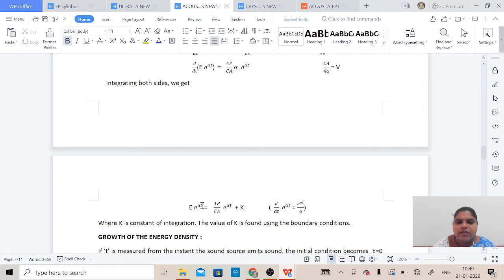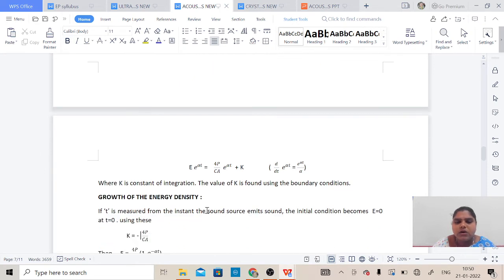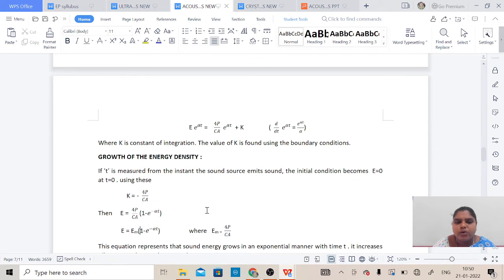The integration and differentiation get cancelled, and then the additional term will be added, because alpha gets cancelled and we are getting only this. Where k is a constant of integration, the value of k is found using the boundary conditions. So like this the sound will grow, the buildup of sound within a hall, whatever it may be.